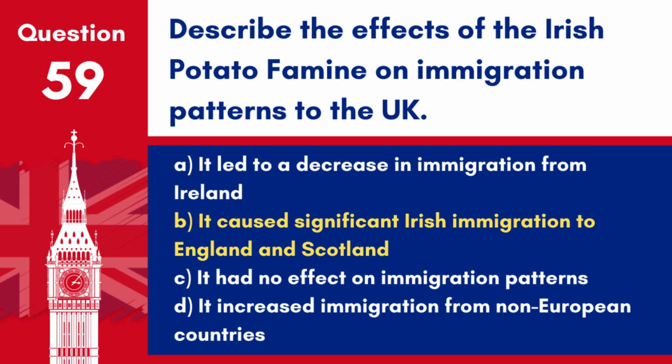Answer B. It caused significant Irish immigration to England and Scotland. The Irish potato famine in the mid-19th century resulted in a massive influx of Irish immigrants to other parts of the UK, particularly England and Scotland, as people fled the famine in search of better living conditions.